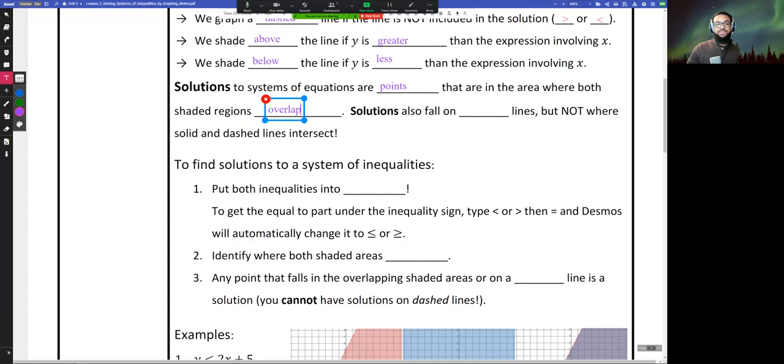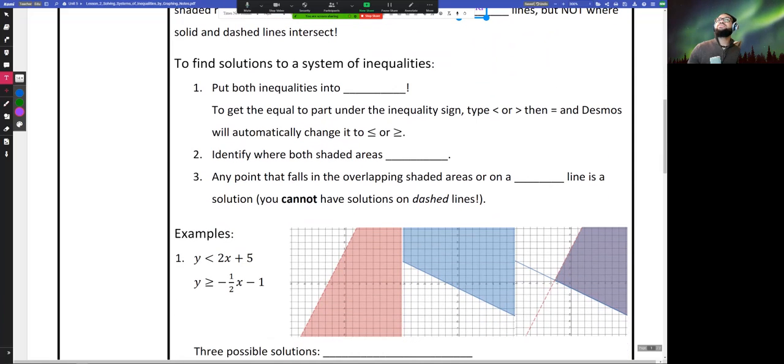So solutions also fall on solid lines, but not on dashed lines, or not where solid lines and dashed lines intersect. Because if you think back, a dashed line does not include a solution, whereas a solid line does. So we will select points that fall on solid lines. But if they happen to fall on the intersection of a solid and a dashed line, we will not select that. Okay. So let's get into some steps for this. And I'm going to make this one in red.